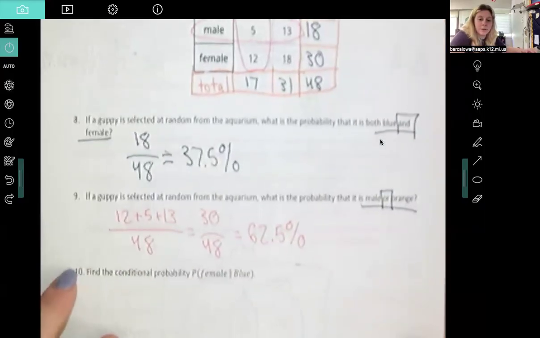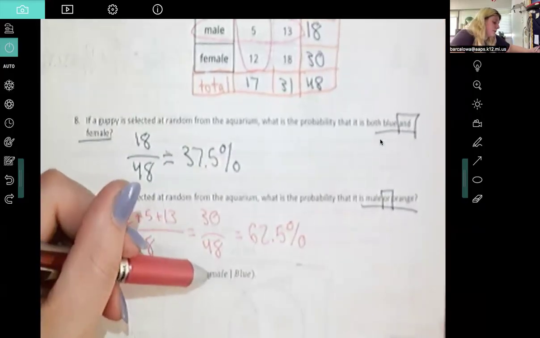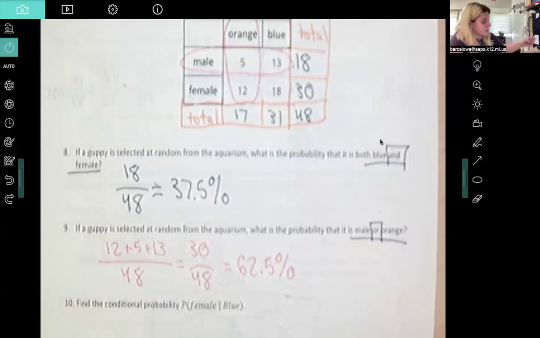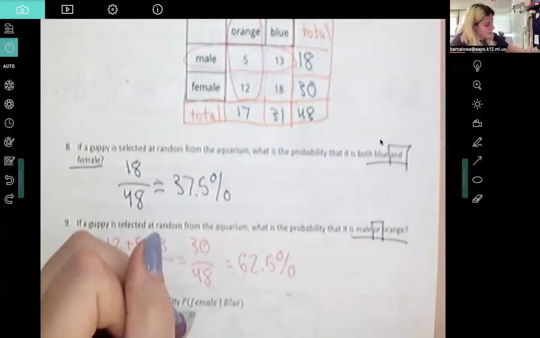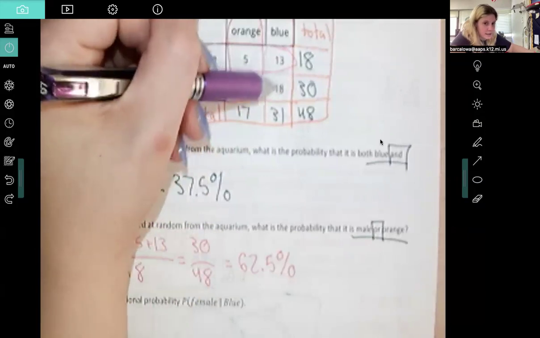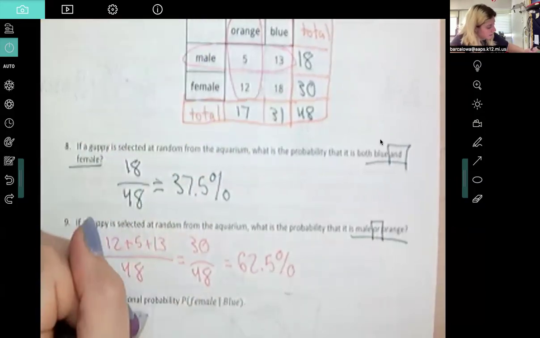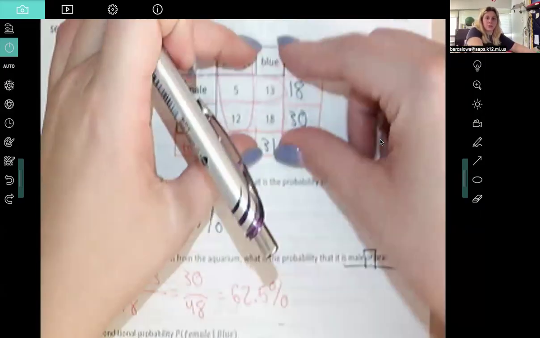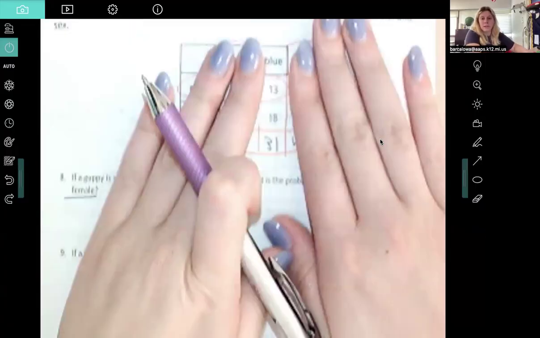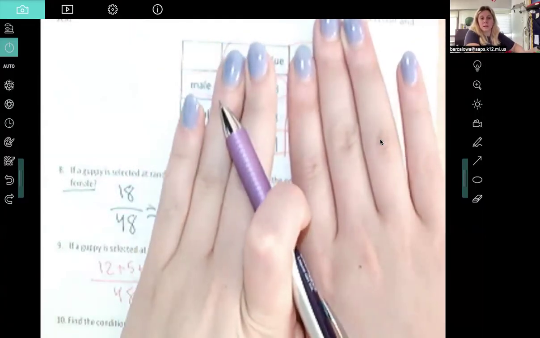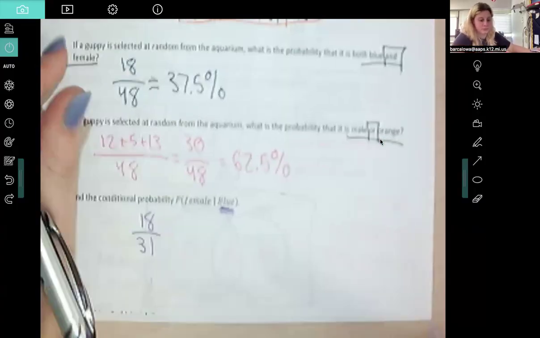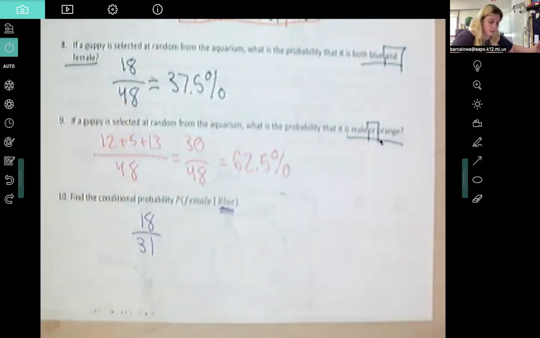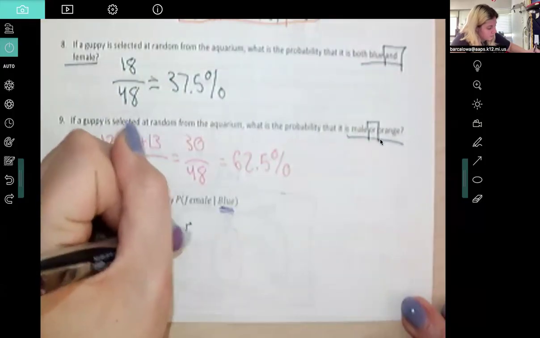All right, find the conditional probability. The probability a fish is female given it is blue. Looking just out of the blue, the probability a fish is female, 18, given it's blue, 31. 18 out of 31. Again, this means just look at the blue column. What is the probability that a fish is female if I'm only looking at the blue column? That's 18 out of 31, which is about 58%.